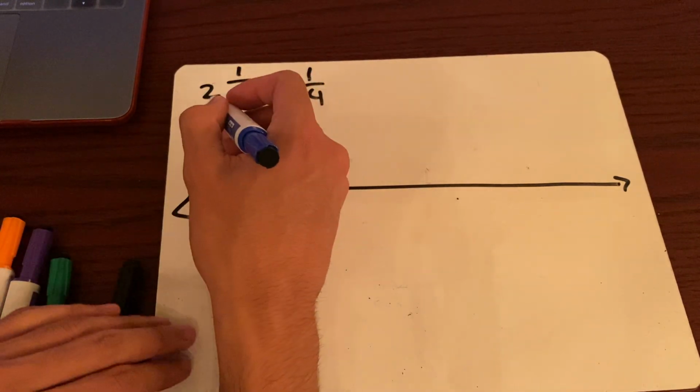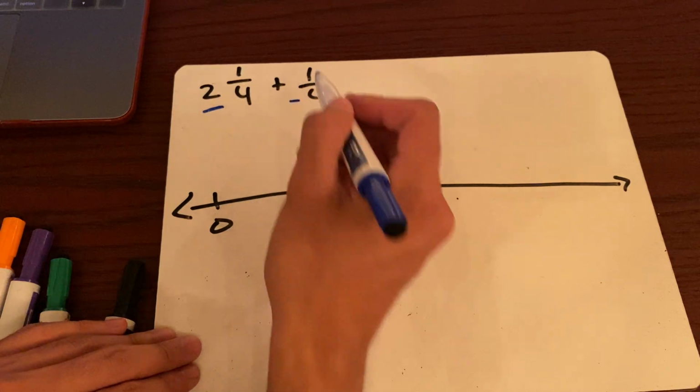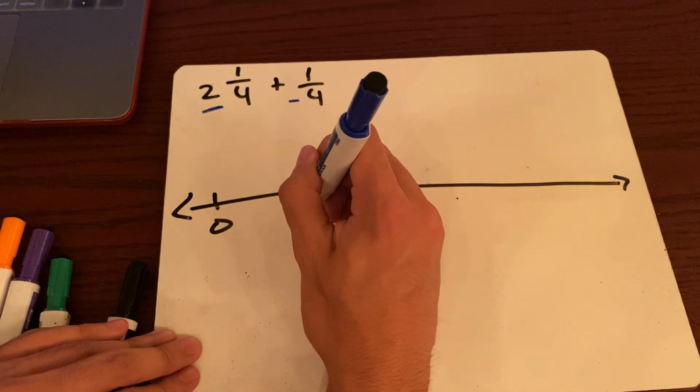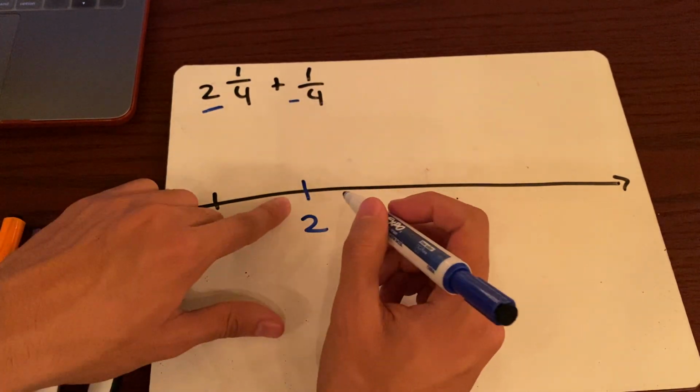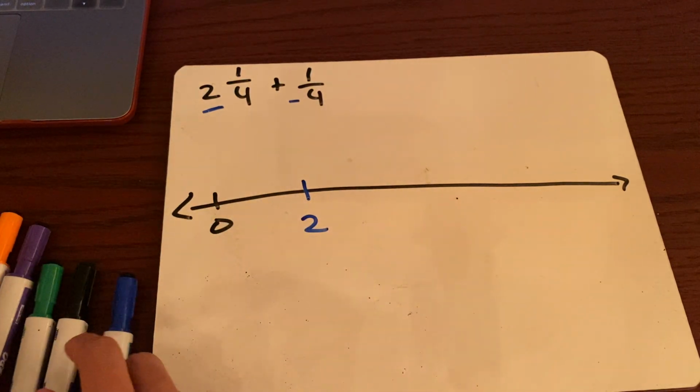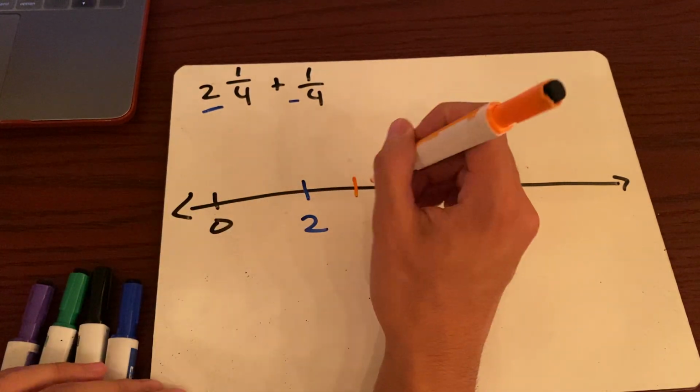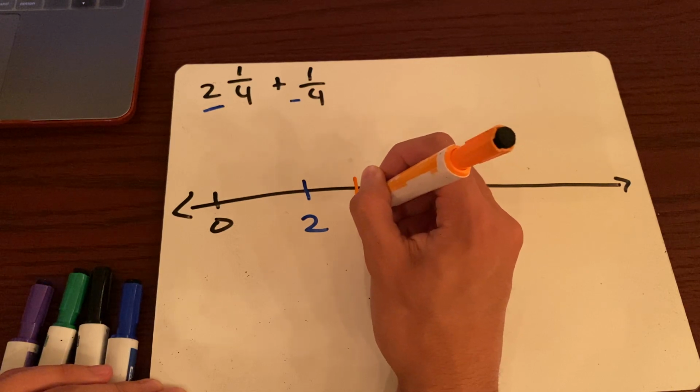Identify my whole numbers. I have 2 here. I don't have any whole number there. So then that's just saying like 2 plus 0. I stay here. And then this tick mark, what do you think this tick mark will be?